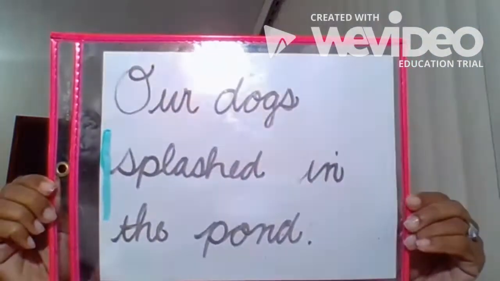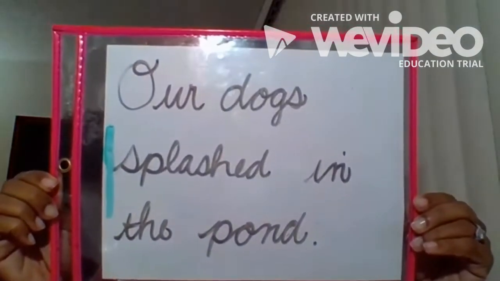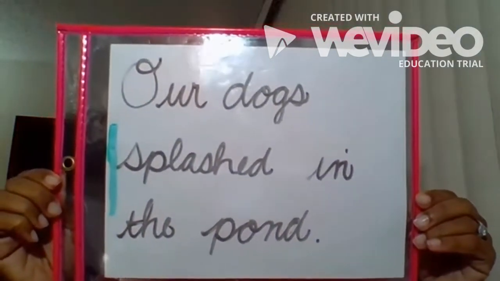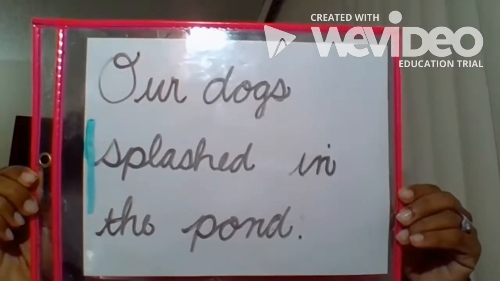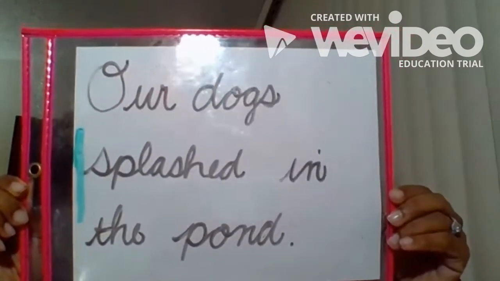Now, if I were to draw a line to separate the subject from the predicate, it would look something like this. Our dogs splashed in the pond. Dogs is the subject, and splashed in the pond is the predicate. Now that we've gone over the who or the what, and what happened in the sentence, we're going to get into our lesson.